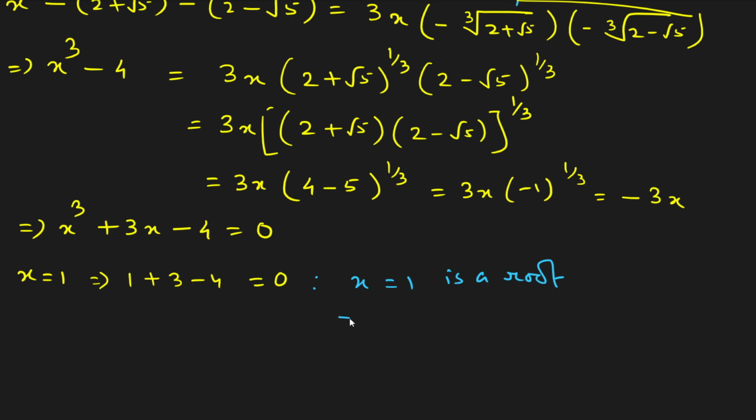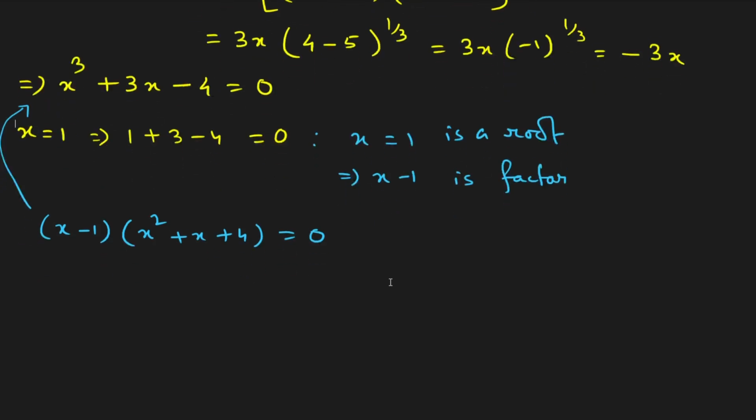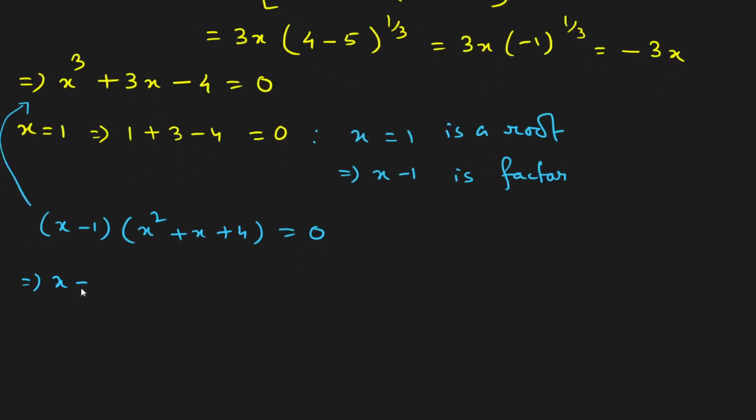So if x equal to 1 is a root, that means x minus 1 is a factor of this particular cubic equation. Now what to do? We have to divide this cubic equation by x minus 1. So this thing you all know. After dividing this cubic equation by x minus 1, we have two factors. One is x minus 1, another one will be x square plus x plus 4 equals 0. Because when you multiply it, exactly this one you will get. Okay. So from the first one, we have already x equals 1. But see, the second one is x square plus x plus 4 equals 0. So this cannot be solved.